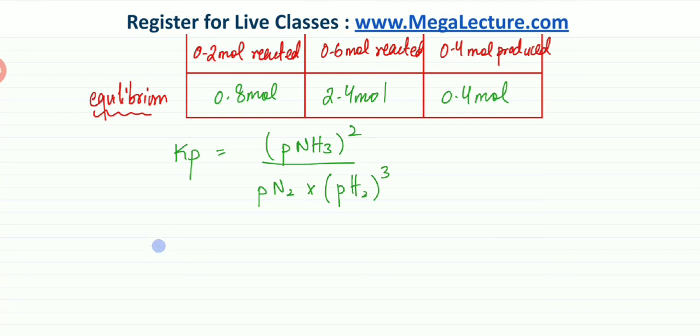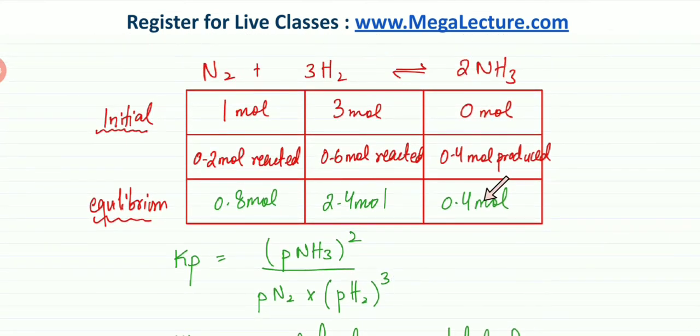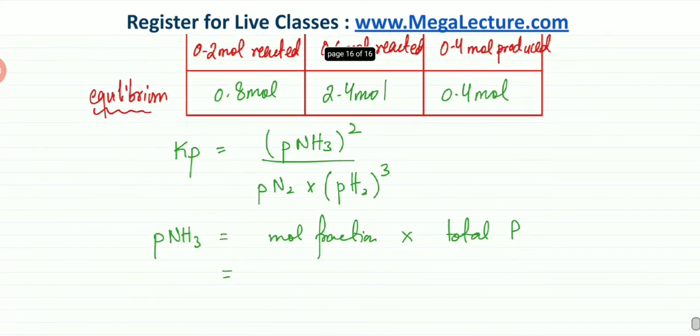The formula for partial pressure, for example, if I want to find the partial pressure of NH3, is the mole fraction of NH3 multiplied by the total pressure of the system. For the mole fraction, look at the table over here. You have 0.4 moles of NH3. This is your equilibrium mixture. So what's the mole fraction? It's going to be 0.4 divided by the total.